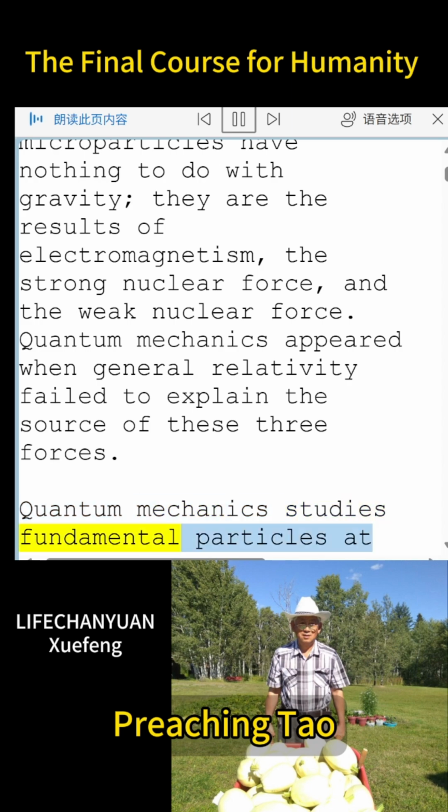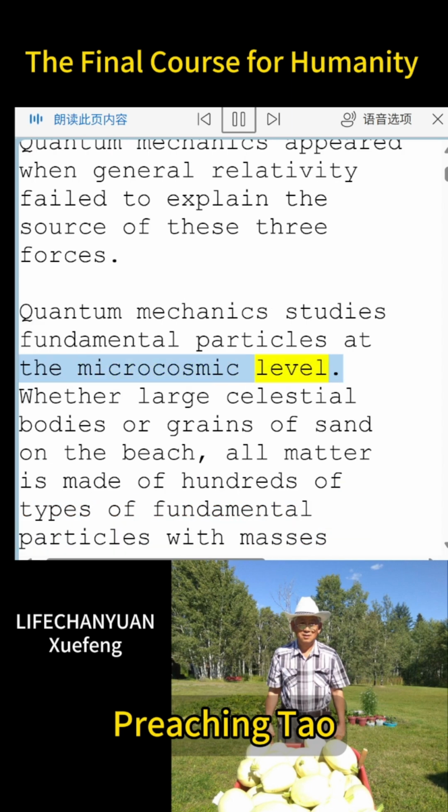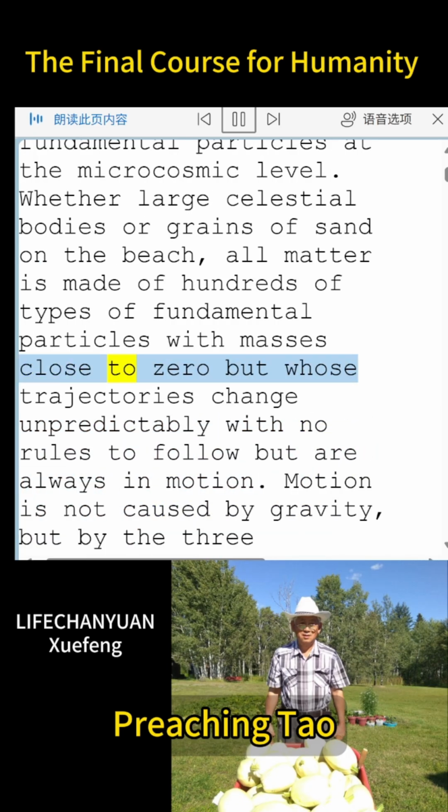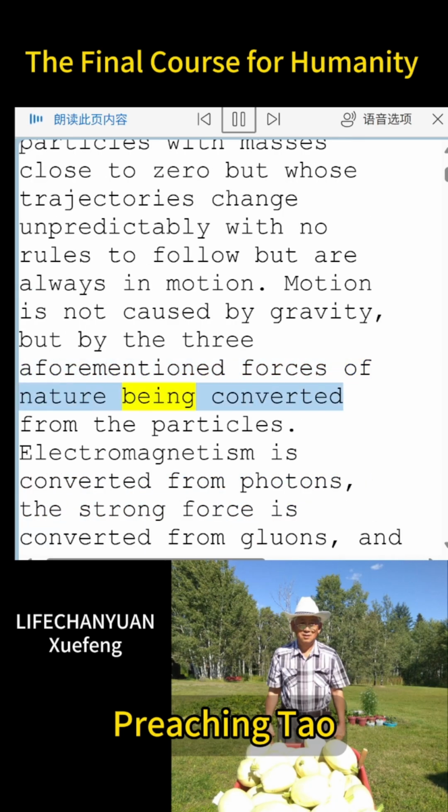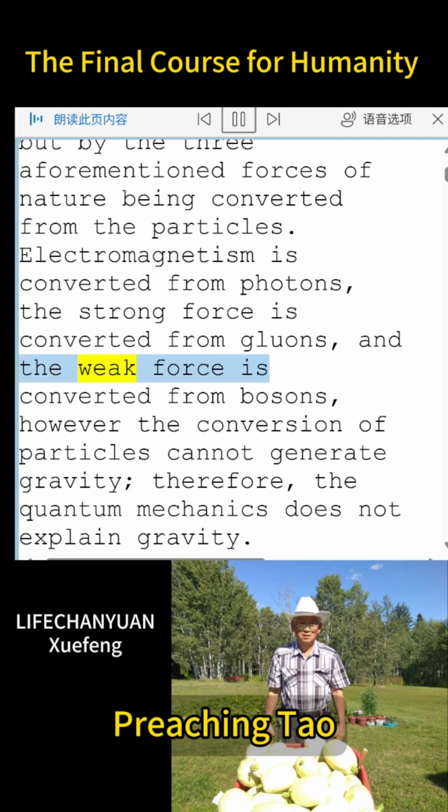Quantum mechanics studies fundamental particles at the microcosmic level. Whether large celestial bodies or grains of sand on the beach, all matter is made of hundreds of types of fundamental particles with masses close to zero but whose trajectories change unpredictably with no rules to follow but are always in motion. Motion is not caused by gravity, but by the three aforementioned forces of nature being converted from the particles. Electromagnetism is converted from photons, the strong force is converted from gluons, and the weak force is converted from bosons. However, the conversion of particles cannot generate gravity, therefore, quantum mechanics does not explain gravity.